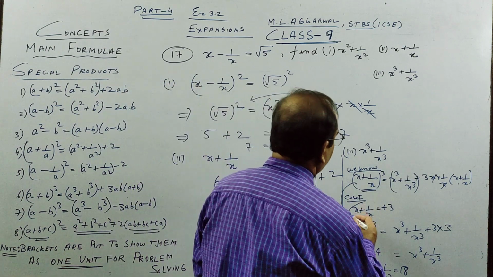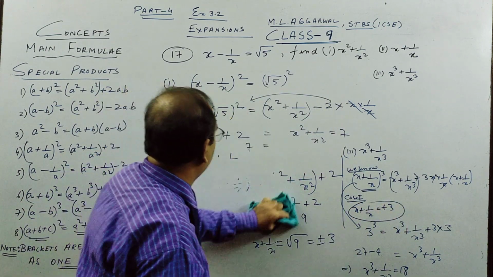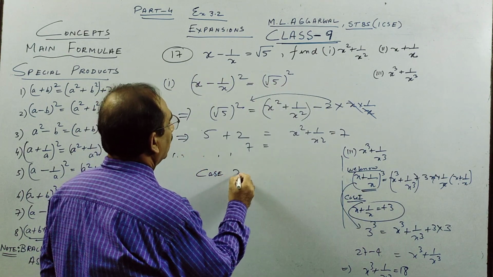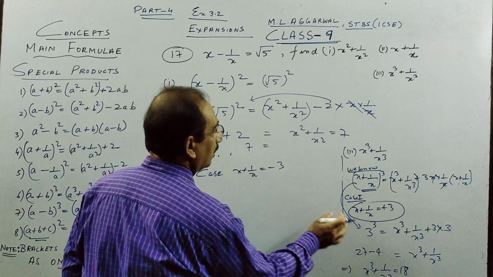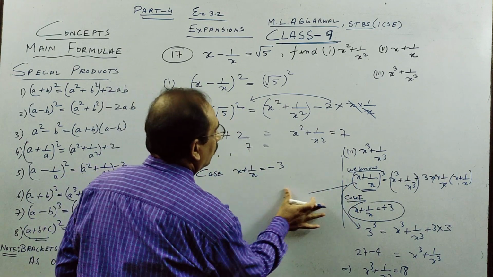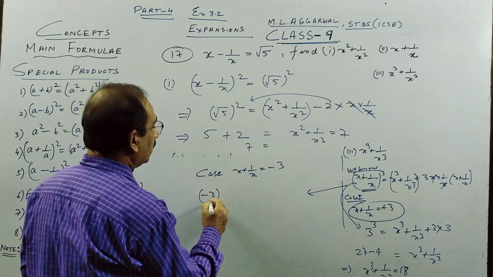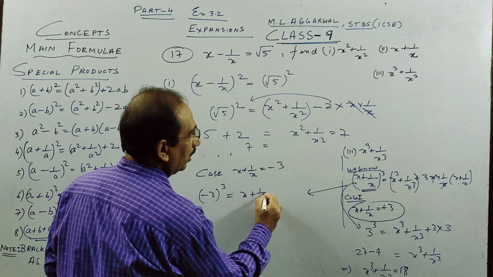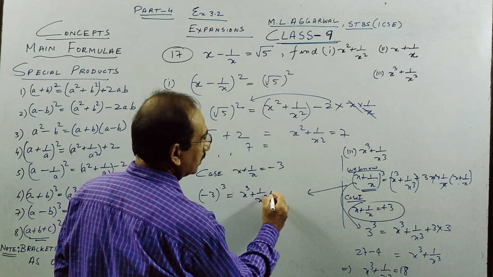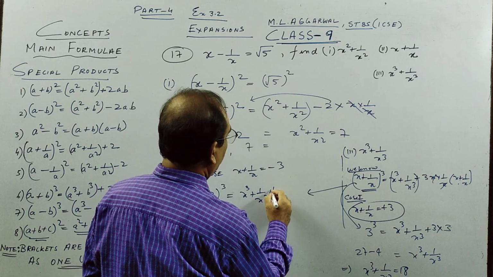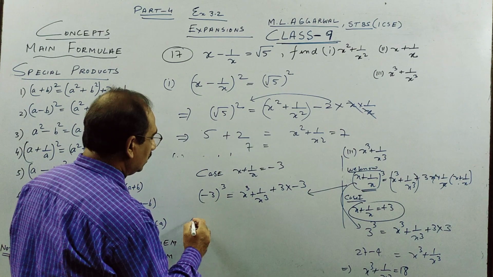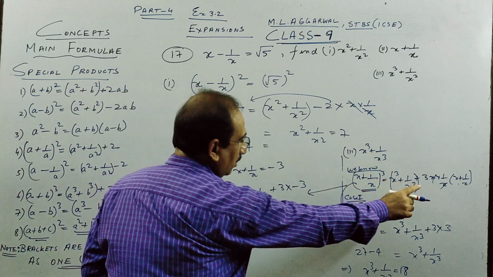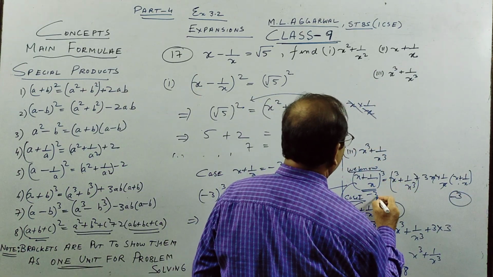Here I have taken case 1. I'll show you case 2 here. So case 2, if I put x plus 1 by x as minus 3, what happens here? So what do we get, children? Minus 3 cube equals x cube plus 1 by x cube plus 3 into minus 3. So this gives you, because x plus 1 by x is minus 3. This is minus 3 now and this is also minus 3.